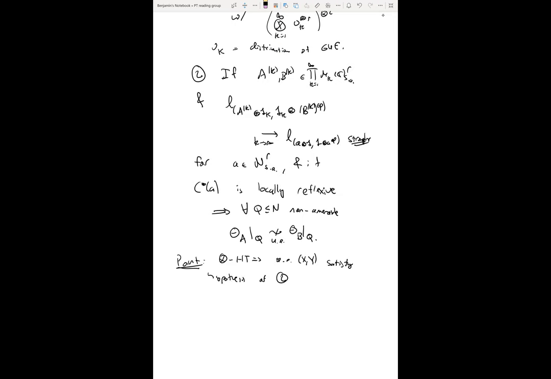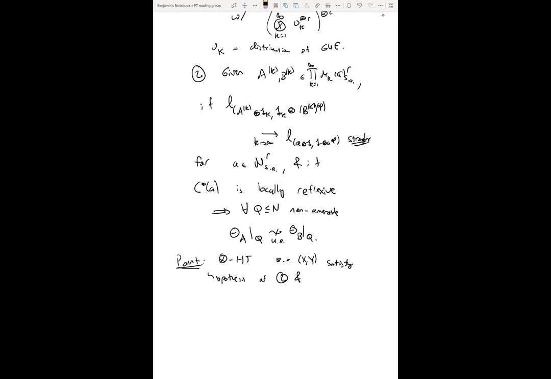Wait, isn't it literally every XY? Almost every. But in the assumptions of two, you just say that AK and BK are microstates for... So, not if. Yeah, it should be given. Ah, right. Does that make it clear?